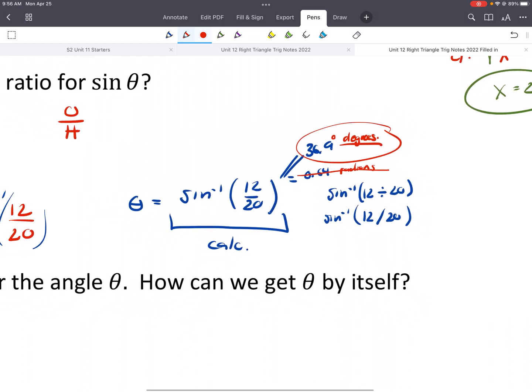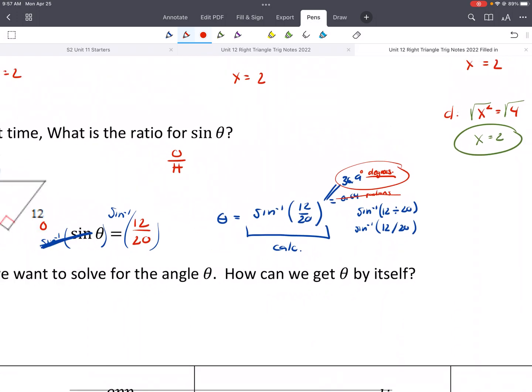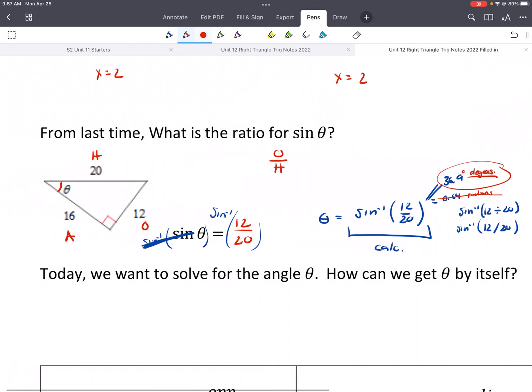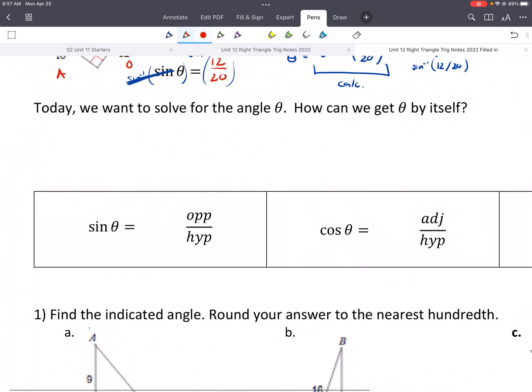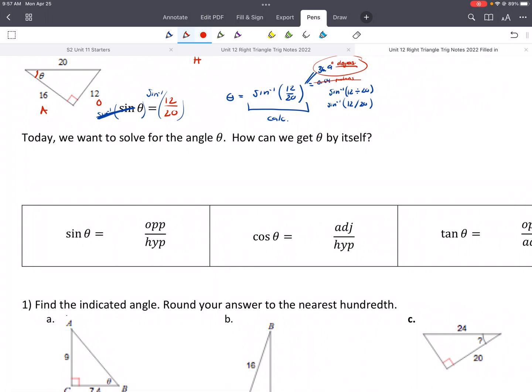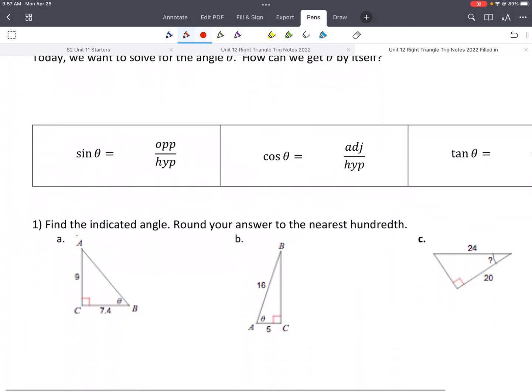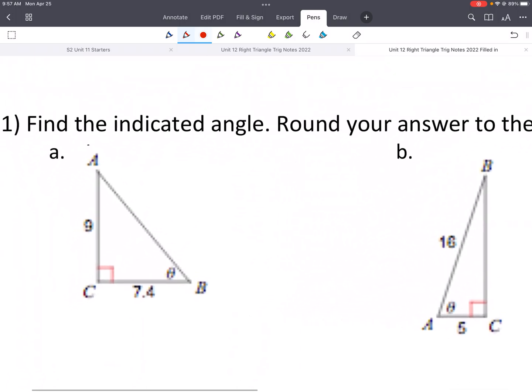If you have questions on being able to put your calculator into degree mode, please let me know, and I'll help you out. Oftentimes you can also just Google the type of calculator you have and how to switch it into degree mode, and that will help. So these are those SOHCAHTOAs that we talked about, and we're going to use those still. So let's go into these problems. This is what we're going to run into.